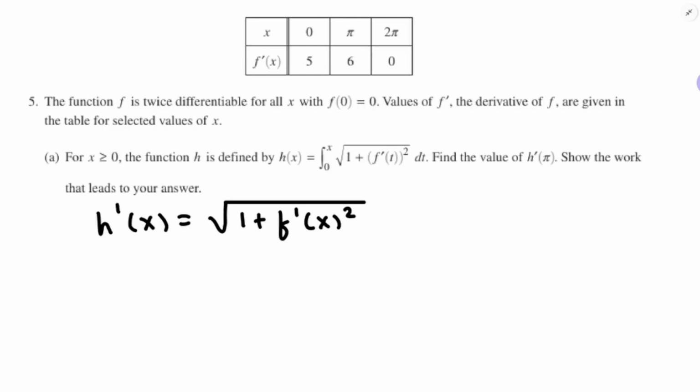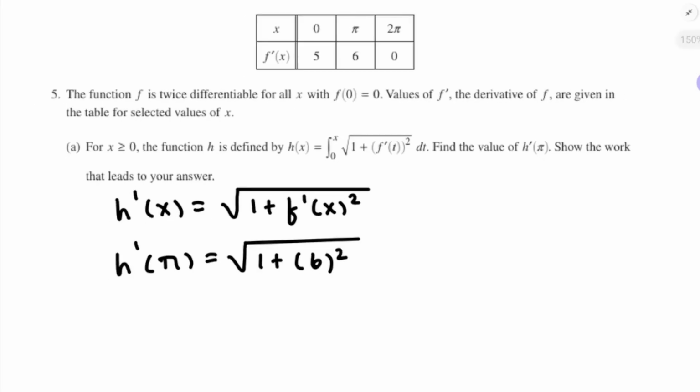Okay, hopefully that integral just reminds you of something. You feel like you know what that actually is representing, what they've got to be getting at here. But for now, I'm just asking us to find the value of h prime of pi. So h prime of pi is going to equal the square root of 1 plus f prime of pi, which they told us was 6. I'm going to square that, put it inside a square root. This is just an expression of numbers, and I'm plenty fine with that. So that's going to be part A.